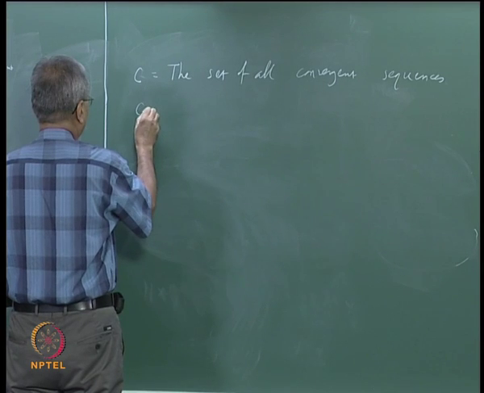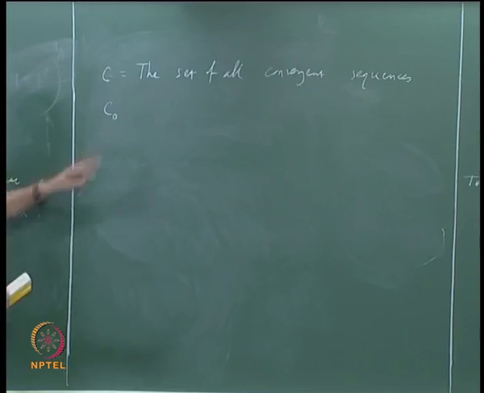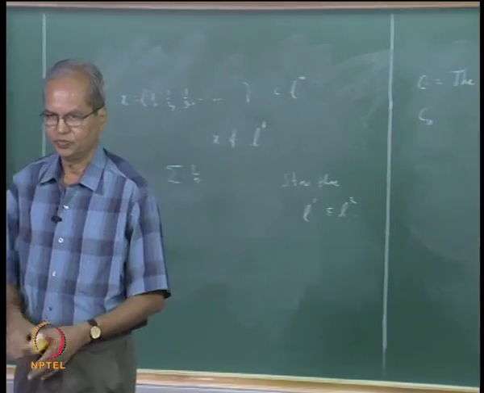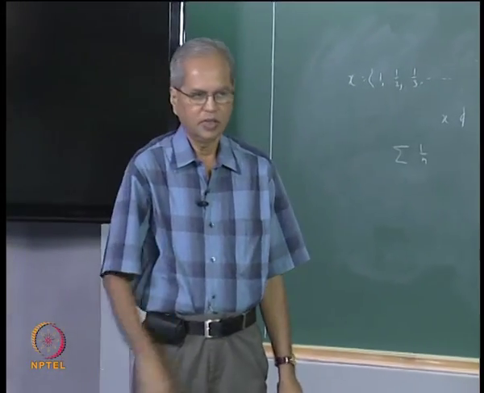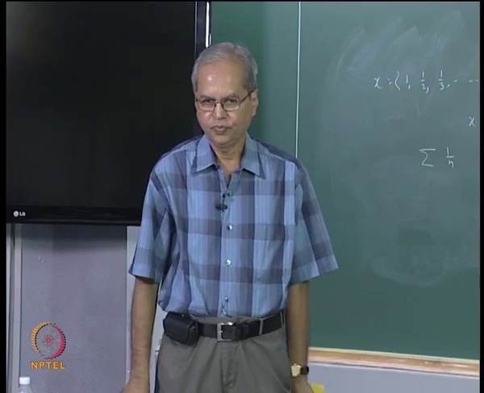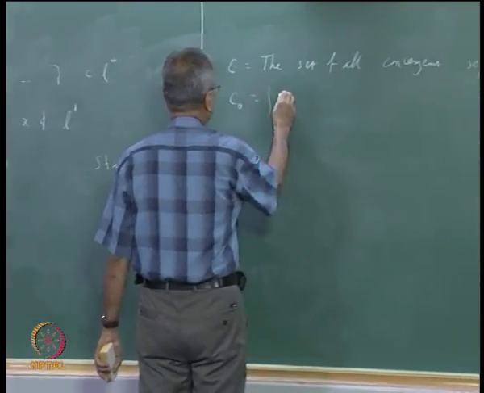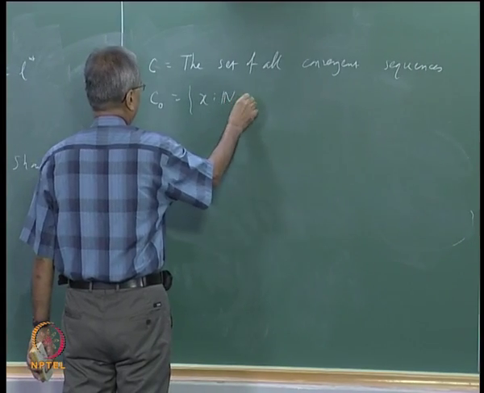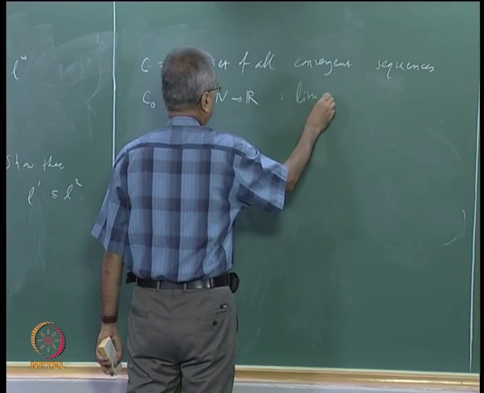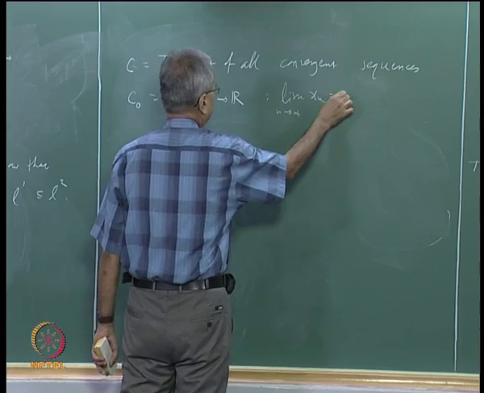Call it C naught. See, when we take c as the set of all convergent sequences, we do not bother what the limit of the sequence is. Here I will take only those sequences which converge to 0. So the sequences x from N to R satisfying the property that the limit of xn as n tends to infinity is 0.